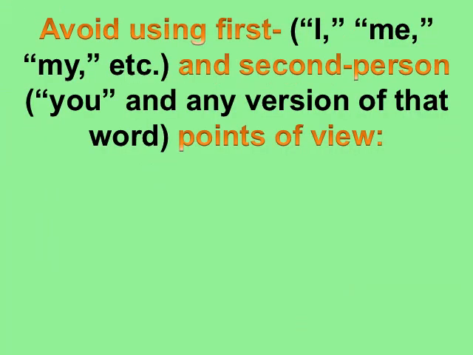Avoid using first and second person points of view in most academic writing. There are some exceptions, for instance, a personal essay. Sometimes you'll be required to write a narrative essay about a personal experience, and in that case, you would use I, me, my, which is first person. If you're writing an essay explaining to somebody how to do something, then it is appropriate to use you, or second person point of view.